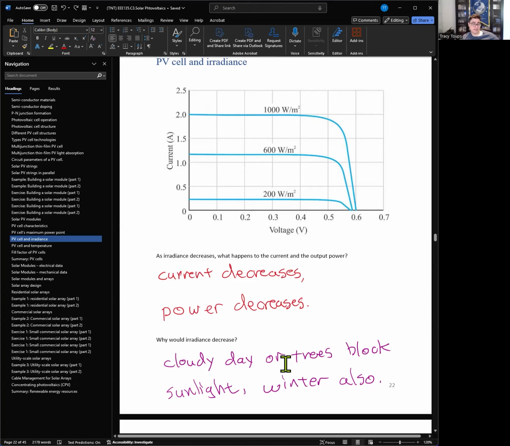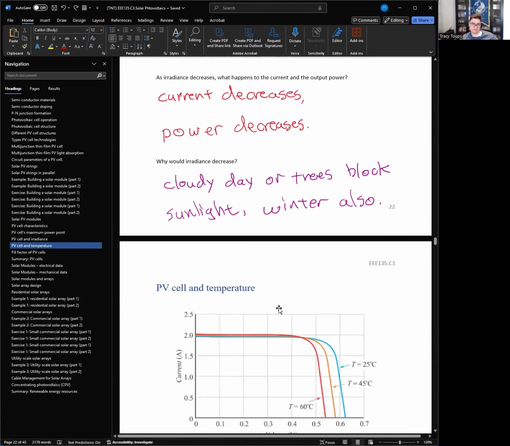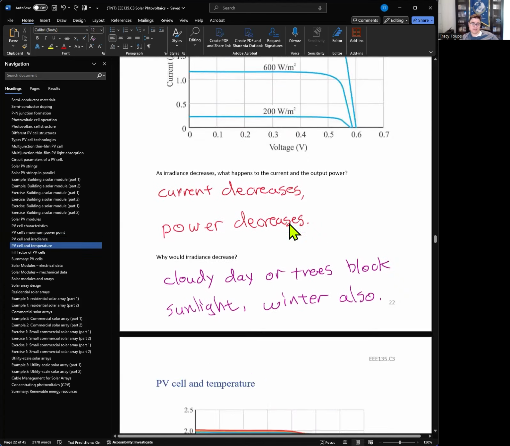Wintertime also, because the sun is further away from the Earth. Remember, in winter we're kind of tilted away, so the sunlight has more atmosphere to pierce through. It's going to lose a little bit of energy. That's why the winter is cold. Sunlight is very hot where it's directly hitting us, or as close as possible, because there's less atmosphere for it to go through, so we get more energy from it, and it heats up the Earth more. Okay, so that's the irradiance levels.